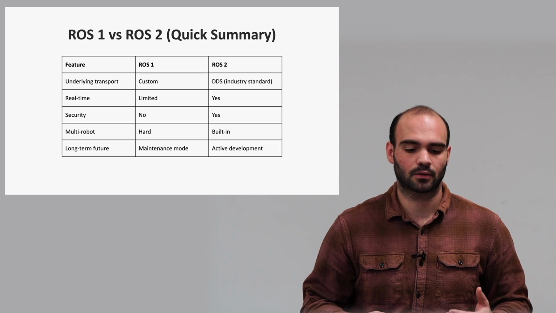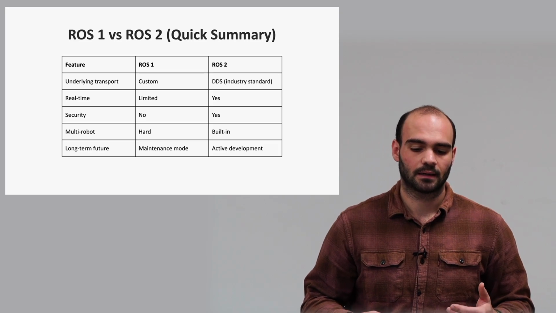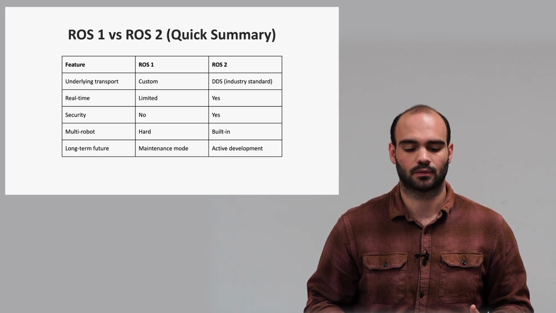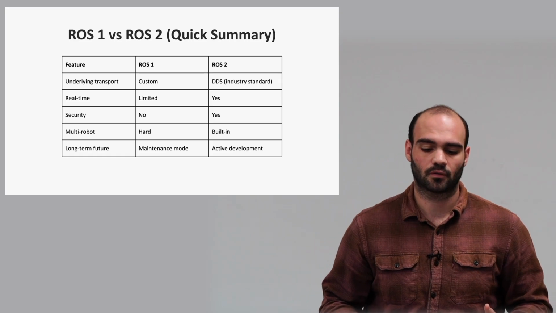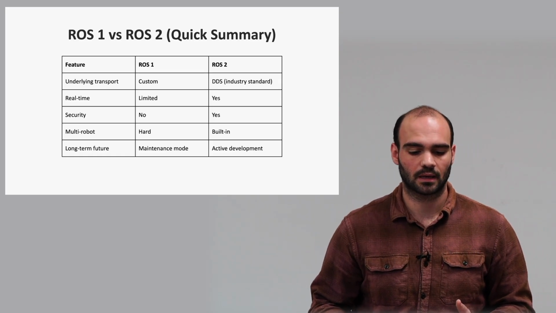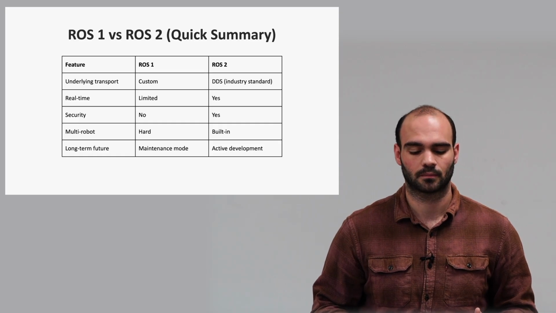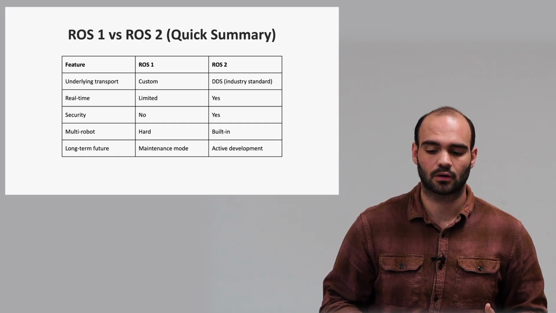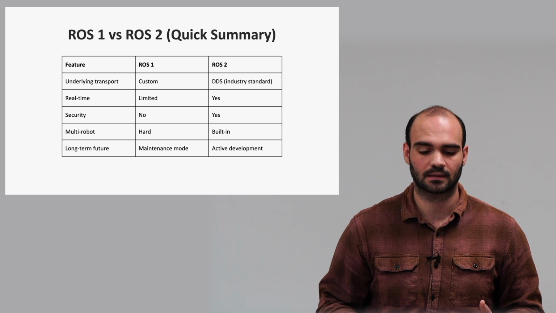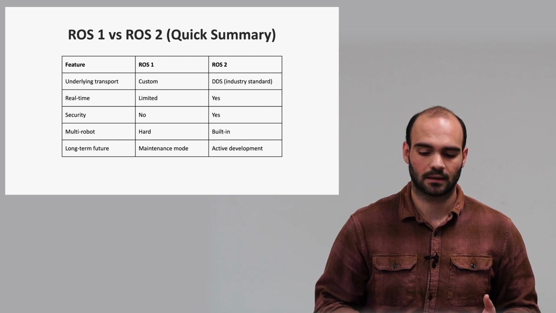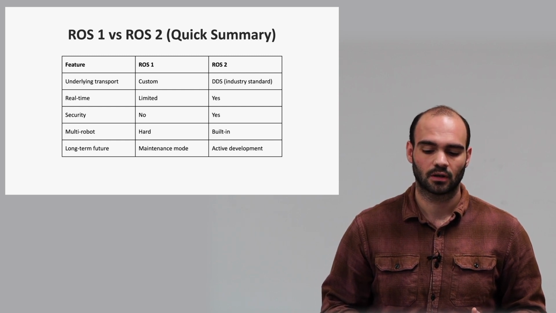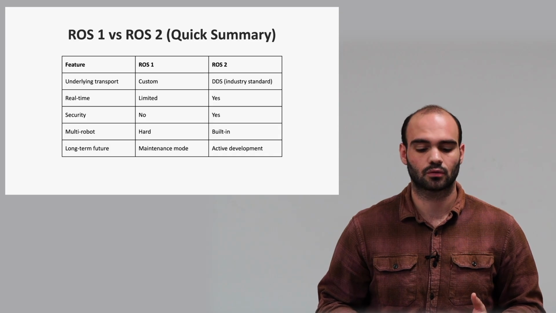ROS is supported by a huge community of developers, researchers, and companies around the world. There are thousands of open source packages you can reuse, and many universities teach ROS as part of their robotics curriculum. ROSCon is a yearly conference where the latest advancements are shared. This community support is one of the biggest reasons that ROS continues to grow and improve.